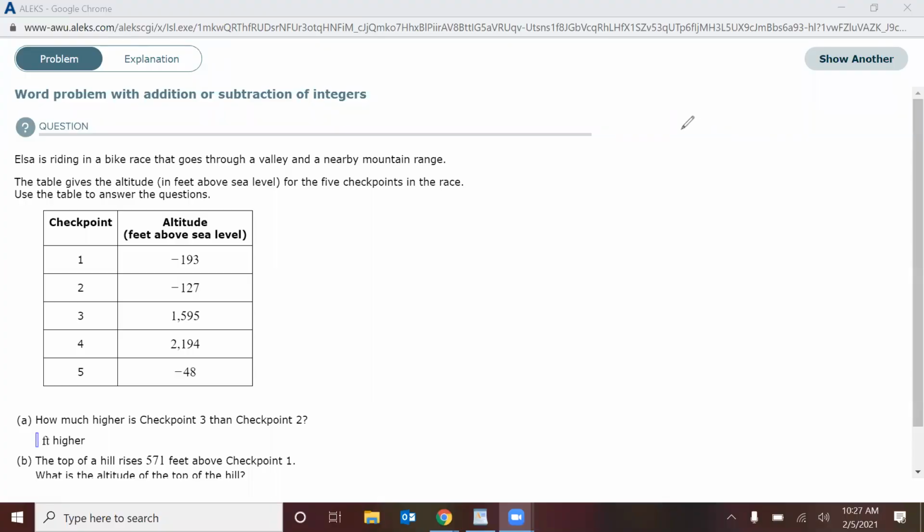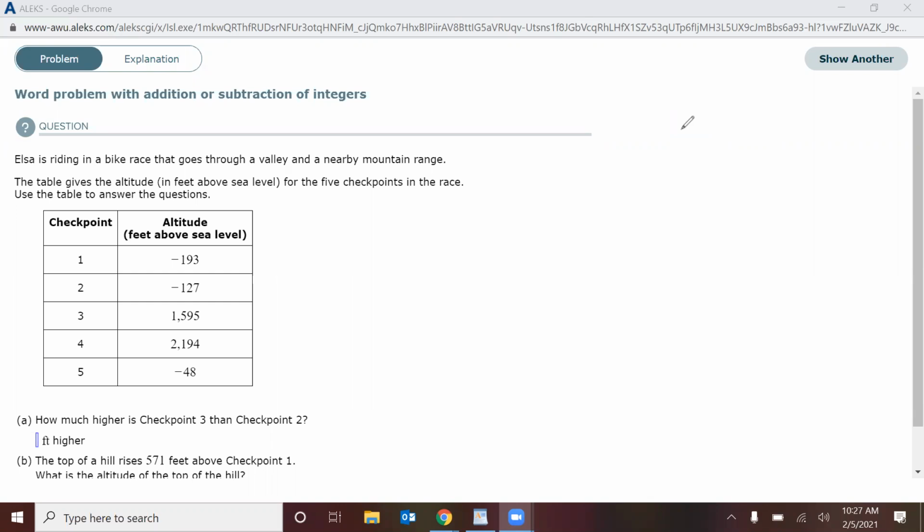Now let's do this. Elsa is riding in a bike race that goes through a valley and a nearby mountain range. The table gives the altitude in feet above sea level for the 5 checkpoints in the race. Use the table to answer the questions. How much higher is checkpoint 3 than checkpoint 2? Measured in feet.